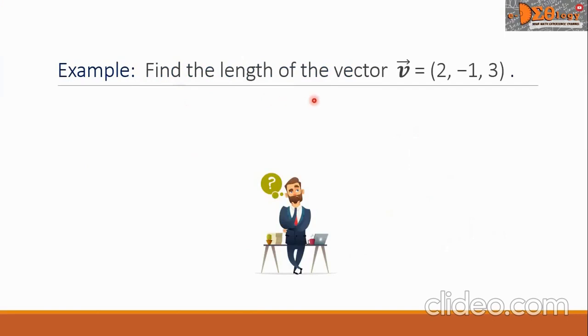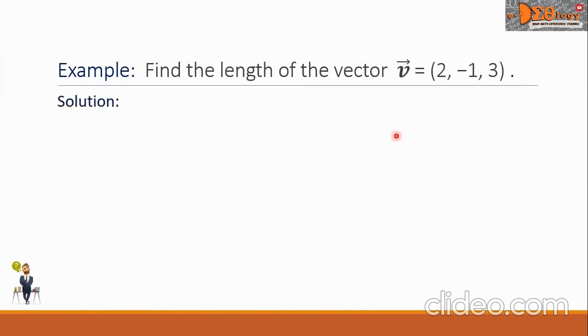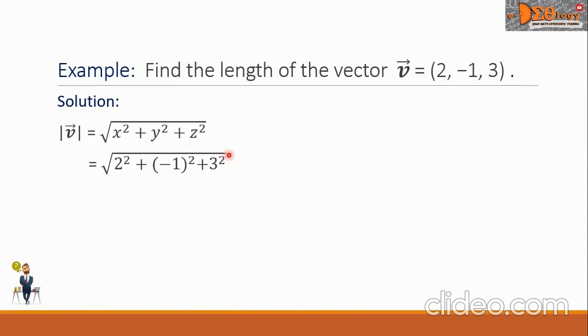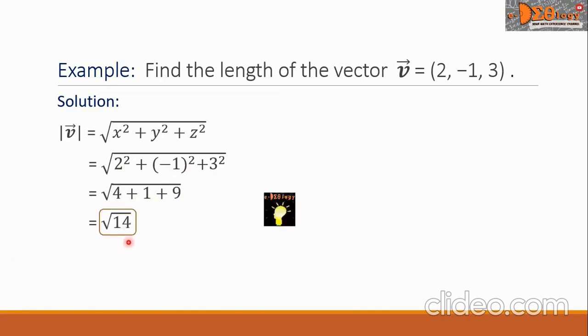Example, find the length of the vector v equals (2, -1, 3). Let us write our formula here, then let us substitute the corresponding values. This is equal to the big square root of 2 squared plus the square of -1 plus 3 squared. Simplifying now, we have the square root of the quantity 4 plus 1 plus 9. And the final answer will be square root of 14.